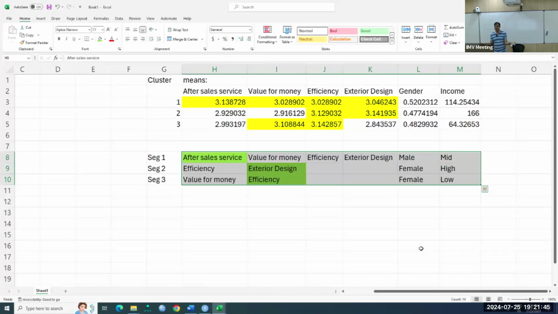You have to come up with a certain offering, right? They are male, they have mid income, and they are looking for exterior design, efficiency, value for money. How can I design my product or services which can efficiently satisfy the needs and wants of these specific segments? So next week in product analytics, we will understand what to design and how much to design to cater to the needs, wants and desires of these specific segments.